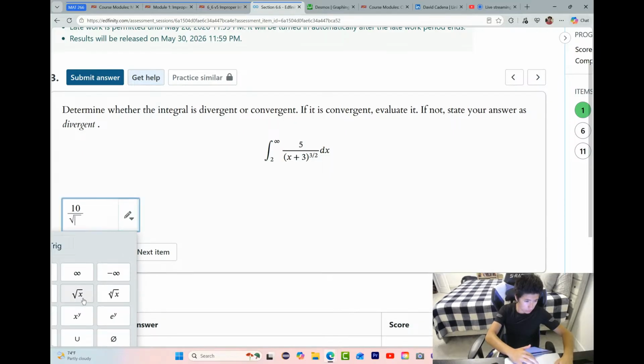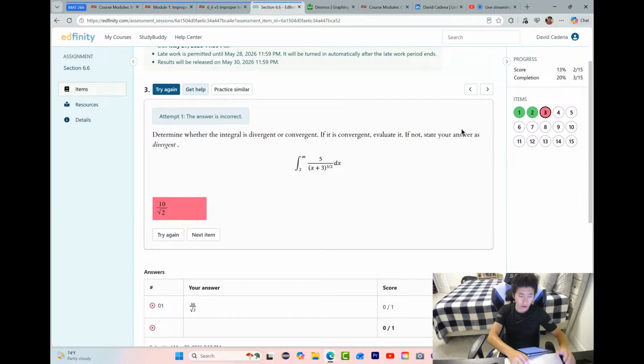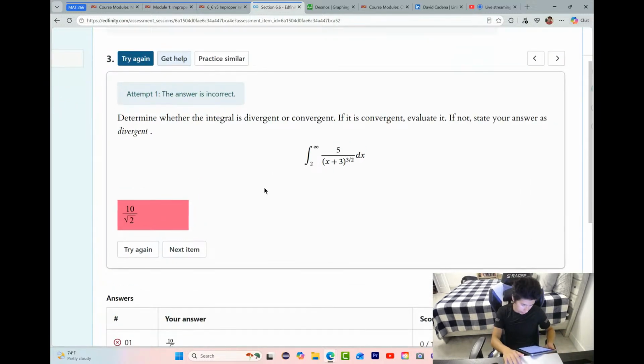And that is wrong. And why is that the case? Because I'm stupid. I forgot to make sure that the bounds were modified. We did u substitution. You must modify the bounds. But it's okay. We're learning. So, if x equals 2, u equals 5. If x equals t, u equals t plus 3.